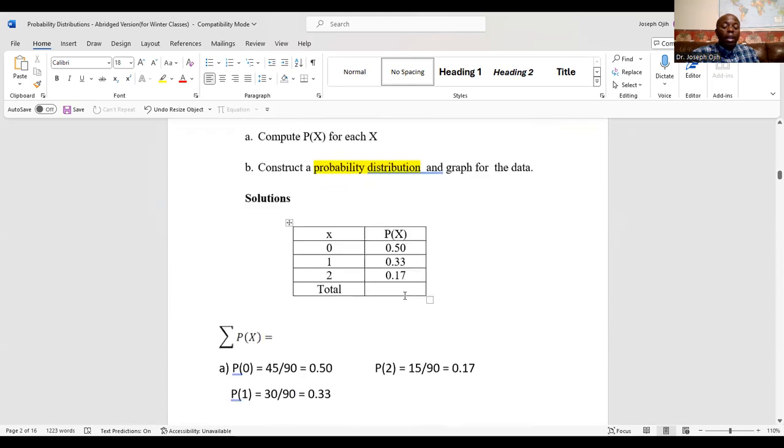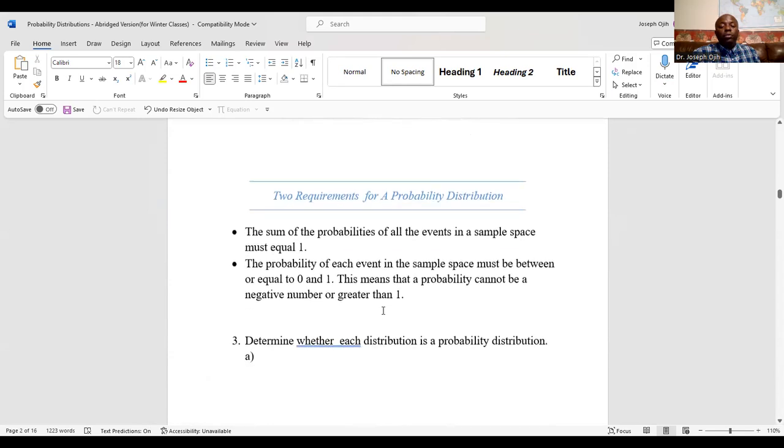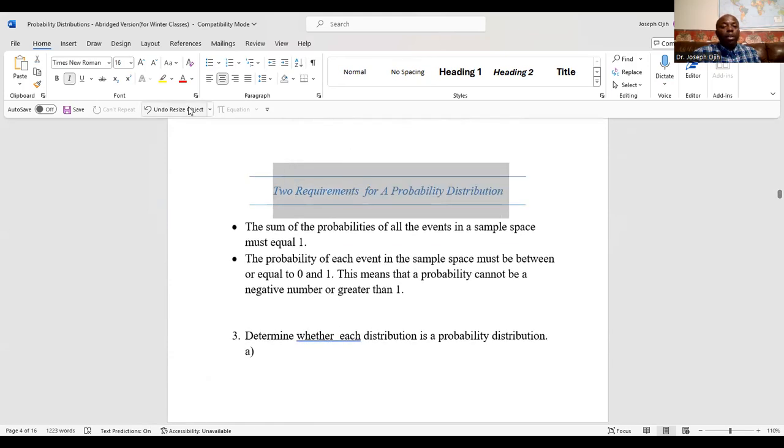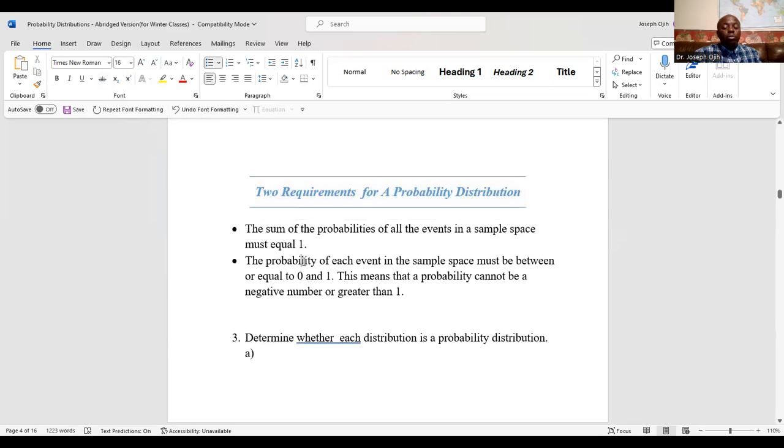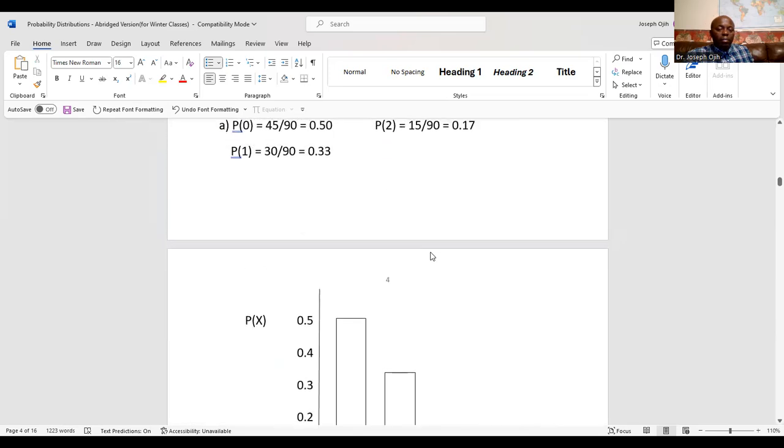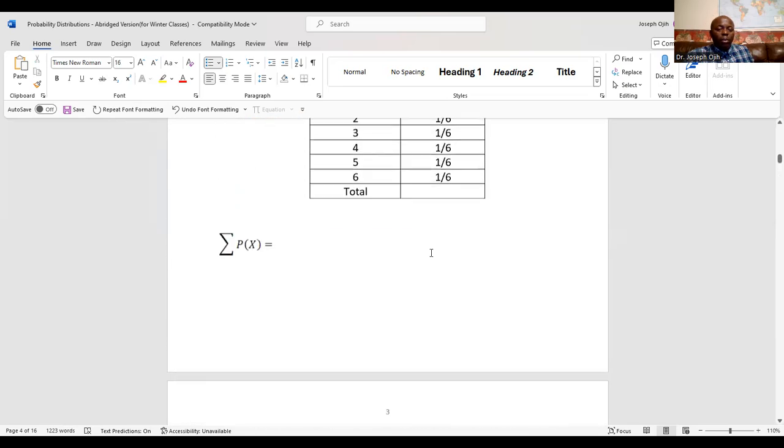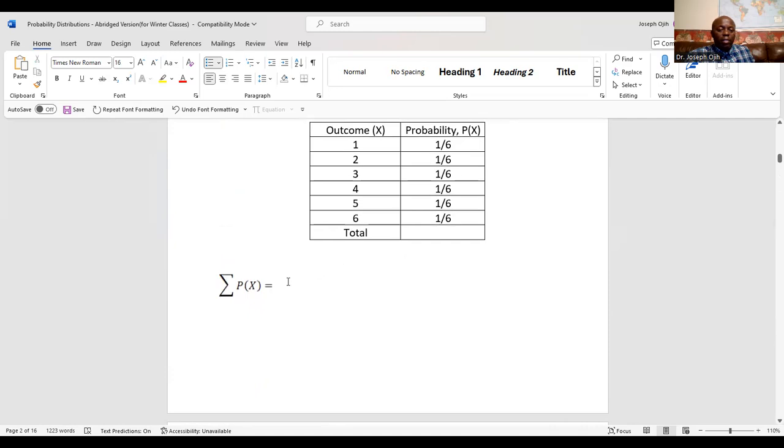Excellent. Now, at this point, we are ready to review some of the key requirements of a probability distribution. There are two requirements. The first requirement is that the sum of the probabilities of all the events in a sample space must equal 1. So when we add all of these, you see that you get 1.